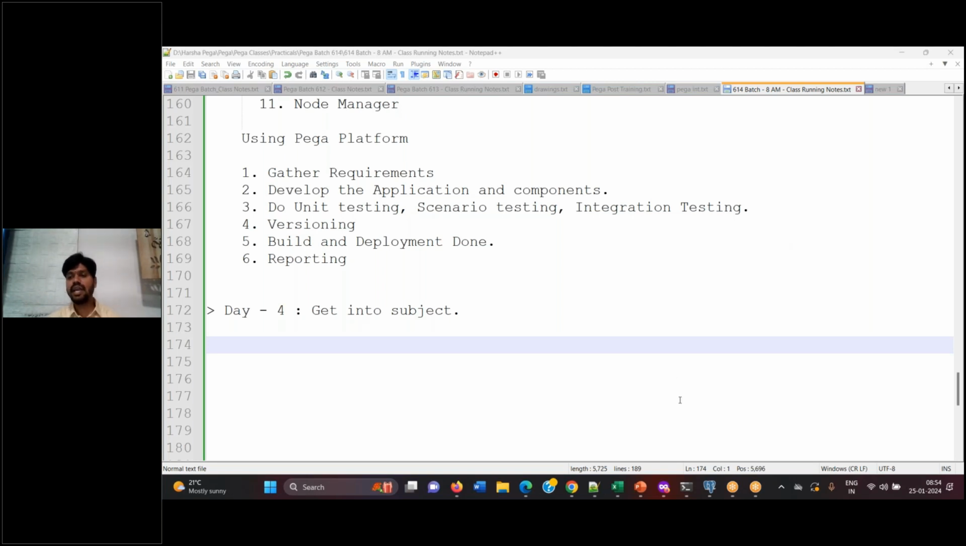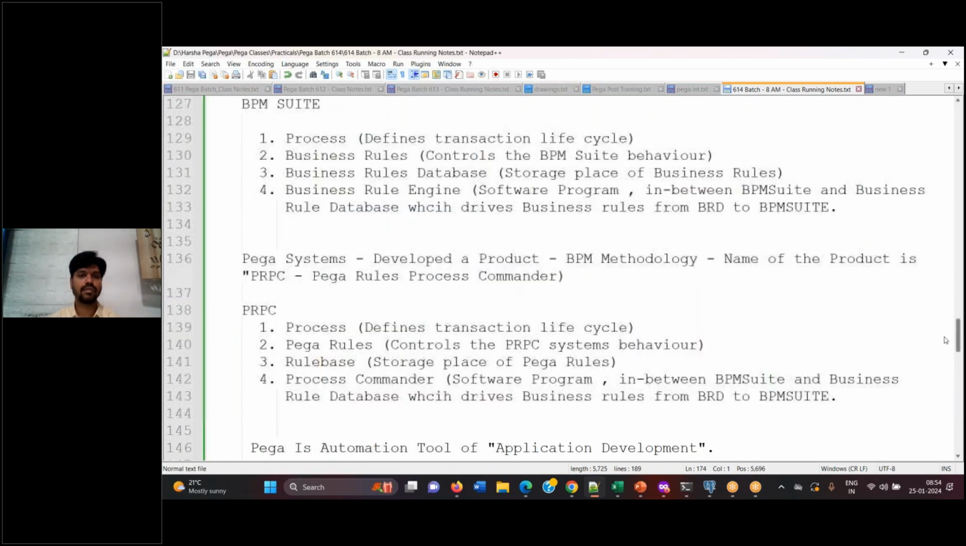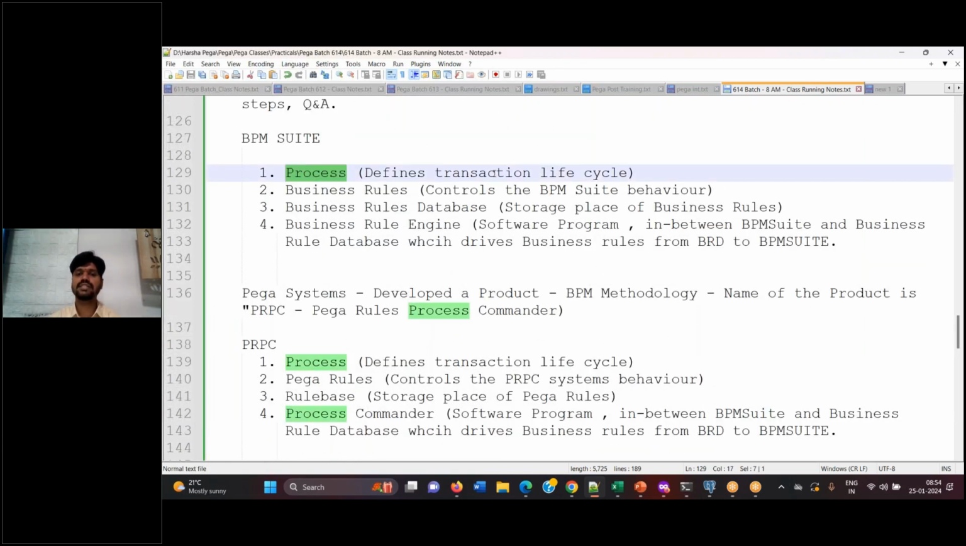Okay, someone has asked a question? Can you repeat once again? BPM steps are. Steps means? This one. Process defines the transaction lifecycle. Business rules control the BPM system. Business rules database is the storage place of business rules. Business rules engine is a software program. Who are the competitors of PEGA? Someone has asked.